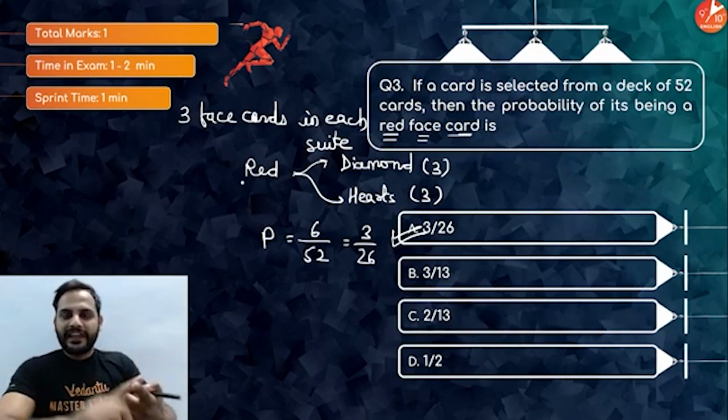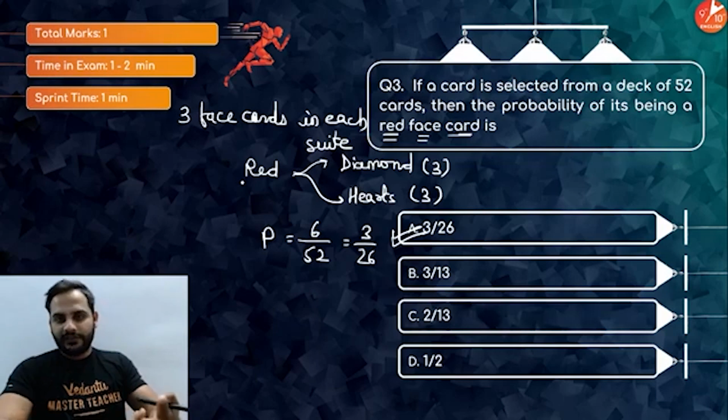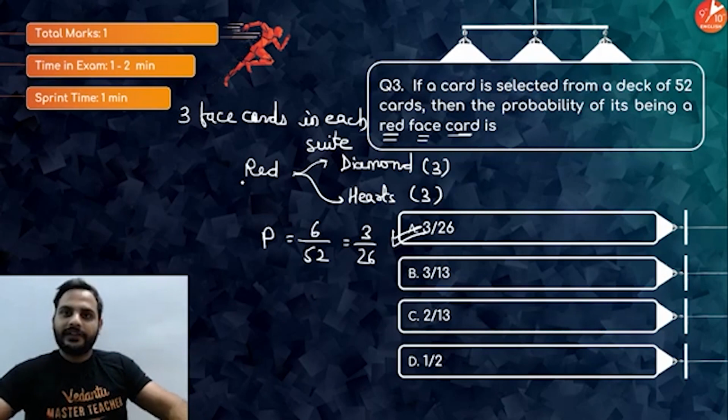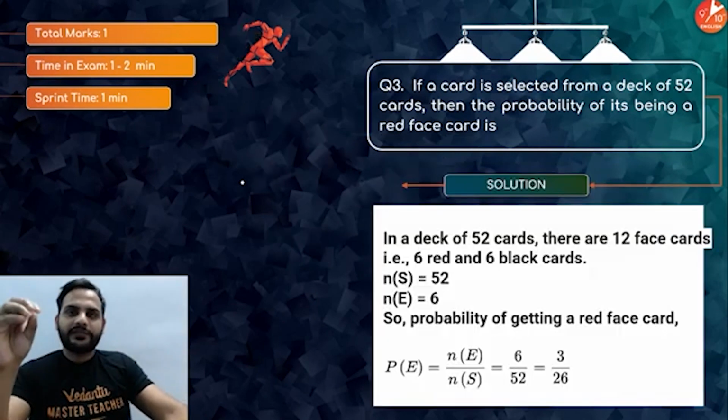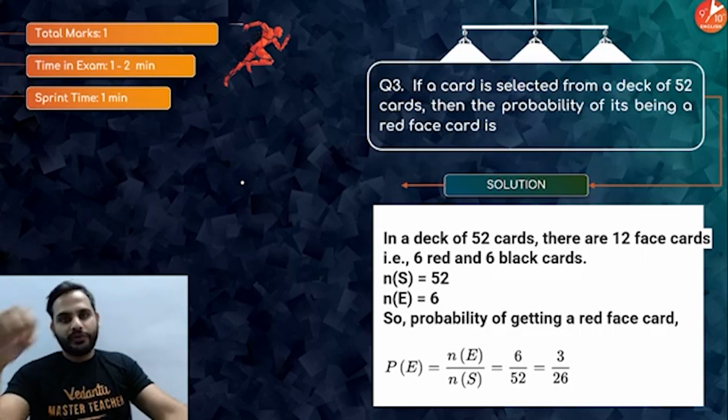Clear? So king of diamonds, queen of diamonds, and jack of diamonds, and king of hearts, queen of hearts, and jack of hearts. 6 cards are there which are red as well as face cards. What are the different types of cards? That is very important, guys. Please go through the prodigy session videos. There I have taught in detail what the cards are, how the cards work, their structure, everything.